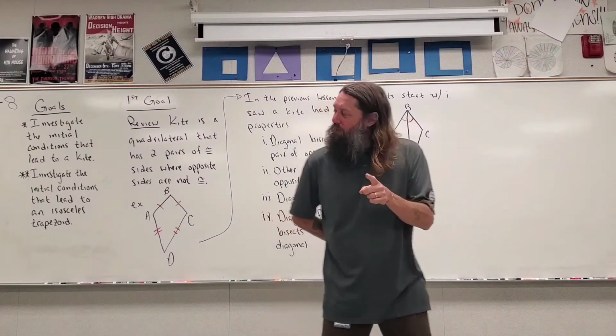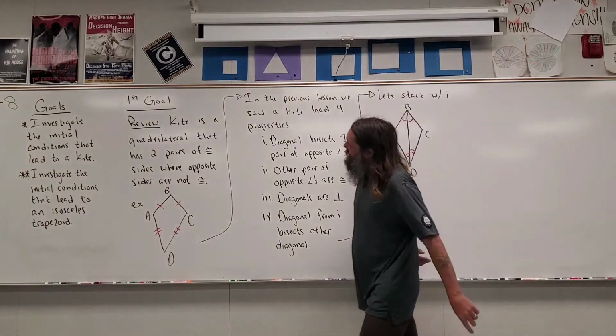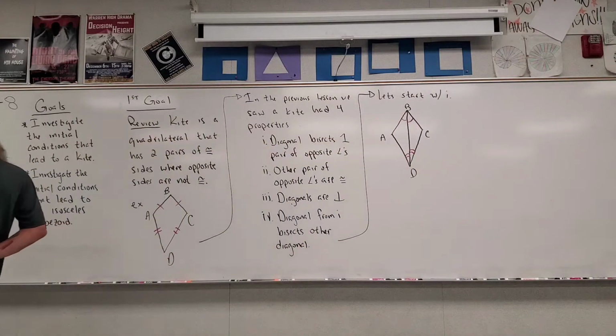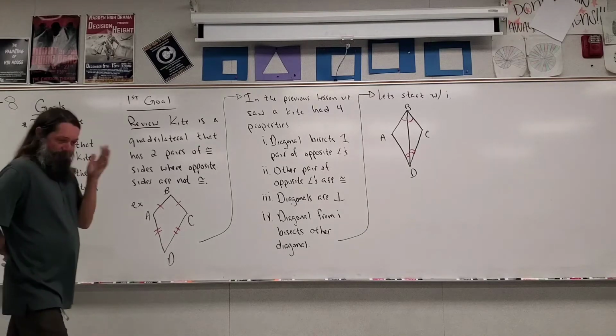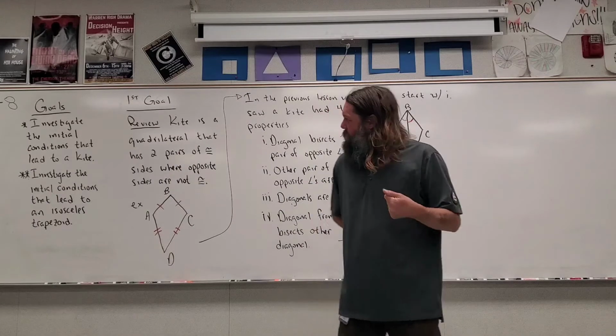But what I am sure of are two goals for the day. Our first goal is going to be to investigate the initial conditions that lead to a kite. Our second goal is going to be to investigate the initial conditions that lead to an isosceles trapezoid. Tongue twister. All right, so without further ado, let's jump into our first goal.